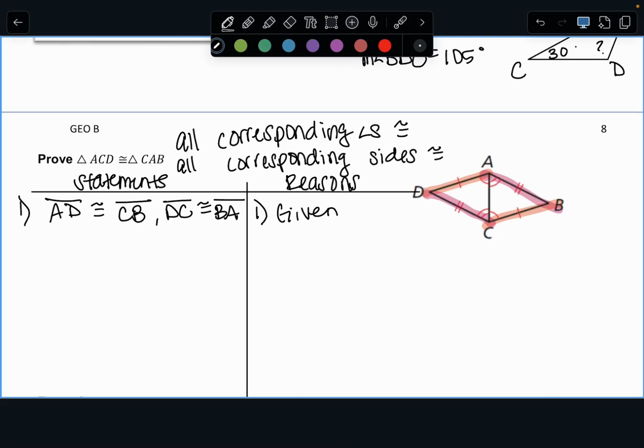So the last thing I need to show, what we're missing, what I need to somehow prove in my proof, is this side right here. I need to show that AC is congruent to CA. That's my last side pair. We'll come back to it in a second after we do the angles. But this is one thing that we're missing.